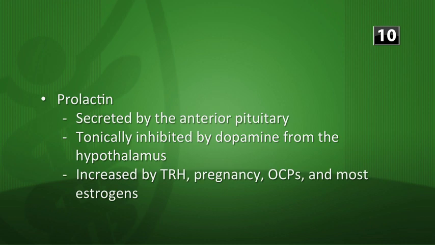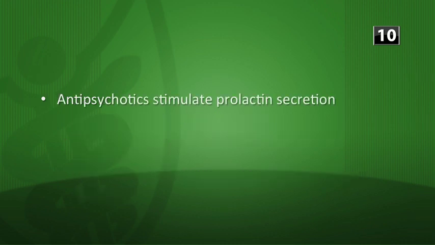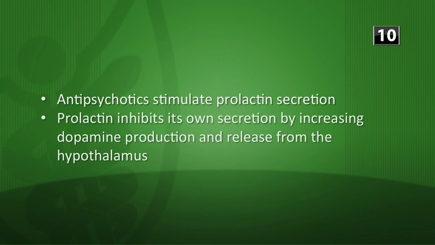So TRH, pregnancy, OCPs, and most estrogens increase prolactin. Antipsychotic medications, most of which are dopamine antagonists, will stimulate prolactin secretion as well, so remember that. Prolactin inhibits its own secretion by increasing dopamine production, which gets released by the hypothalamus and then negatively feeds back on itself.